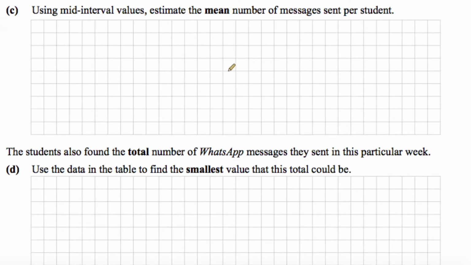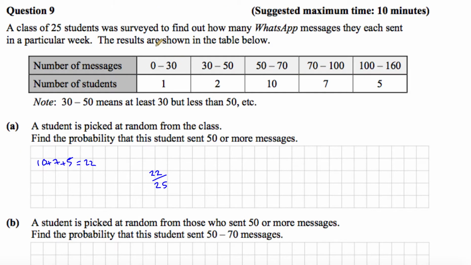Part C says using mid-interval values, estimate the mean number of messages sent per student. Okay, so mid-interval values, the first interval 0 to 30, so the mid-interval 15. 30 to 50, mid-interval of 40. 50 to 70, mid-interval of 60. 70 to 100, the mid-interval is 85. The mid-interval being the number that's halfway between two ends of the interval. You can get this by adding both numbers and dividing by 2. And from 100 to 160, it's 130.